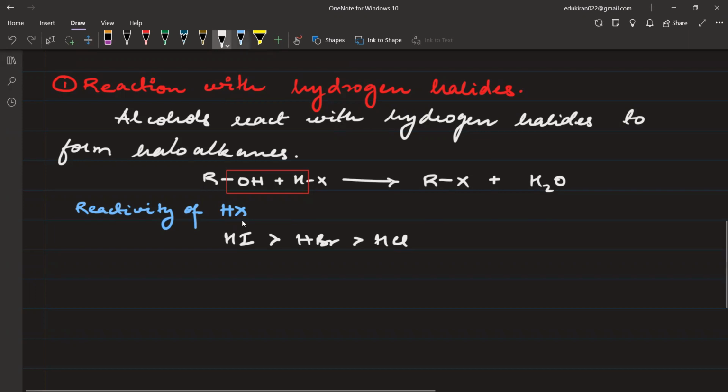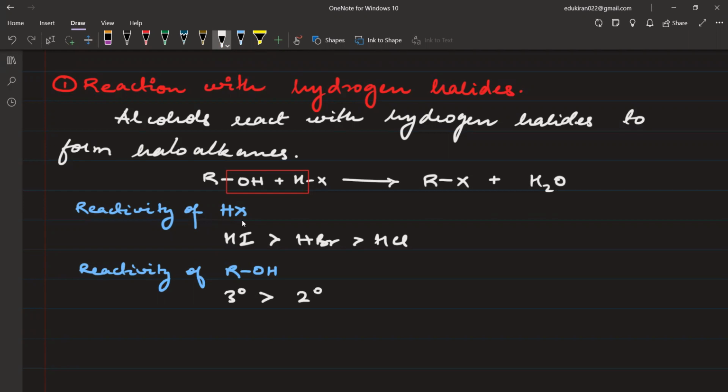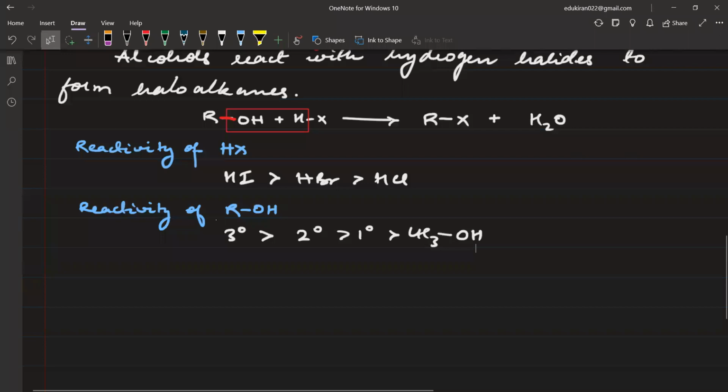Next is reactivity of different types of alcohols. So we have seen earlier also that 3 degree alcohol will be fastest, followed by 2 degree, followed by 1 degree, and then followed by CH3OH. Because here also you can see that the cleavage of ROH bond, that is COH bond, is happening here, followed by CH3OH. Write some remarks.